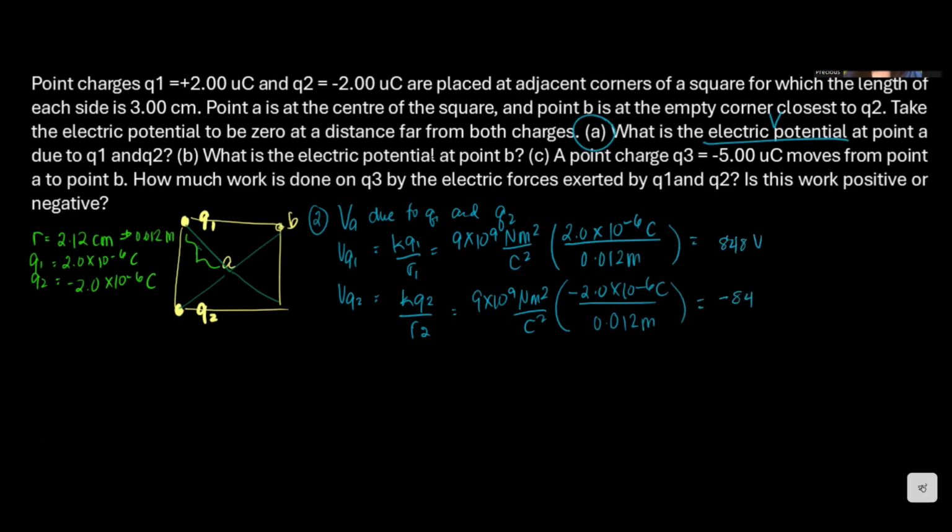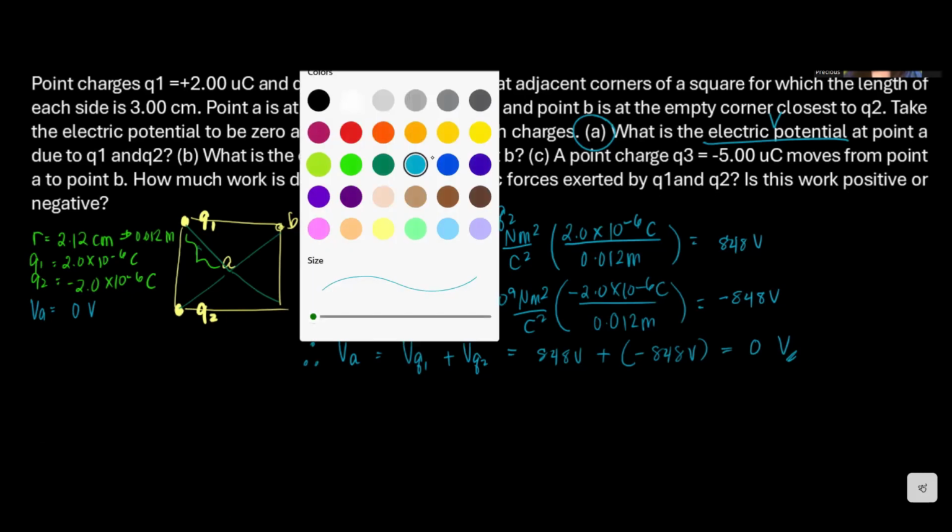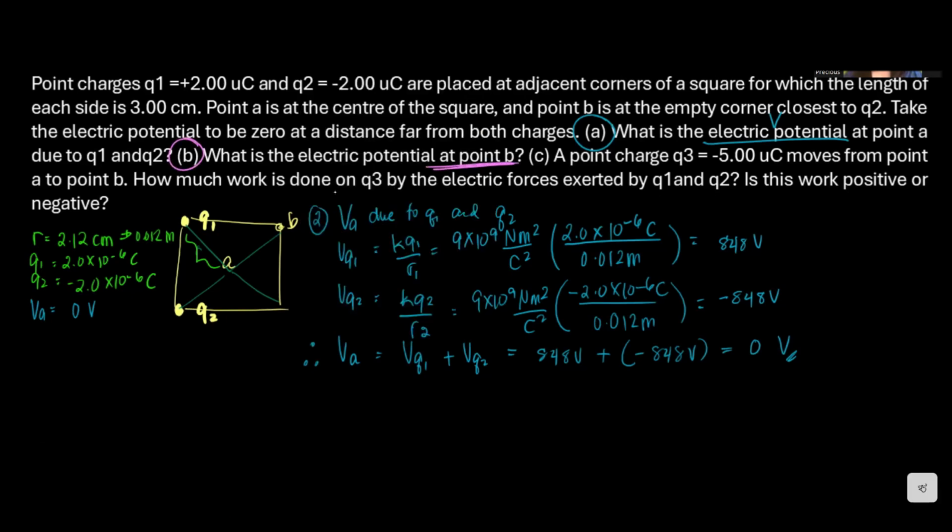We are calculating for VA due to Q1 and Q2. So we have VQ1 and VQ2, which is calculated as 848. And then summation of that would be 848 plus negative 848. And VA is 0 volt. For VB, same approach. You have VQ1 and VQ2 as well. But this time, we'll have your new radius or new distance. So instead of using our 0.012 m, we know that your radius right now will be something different.